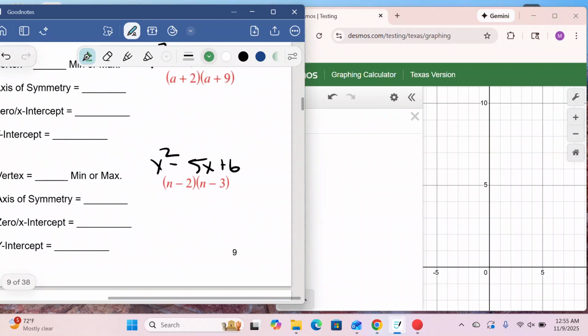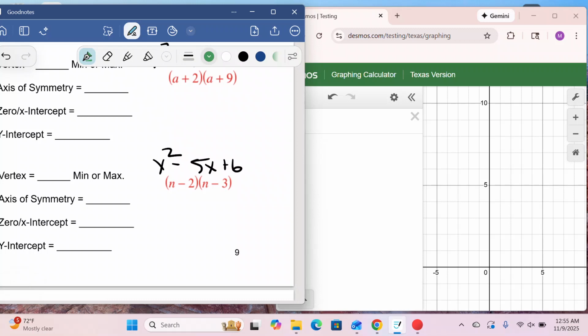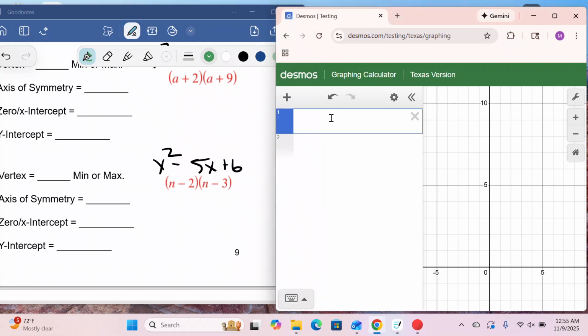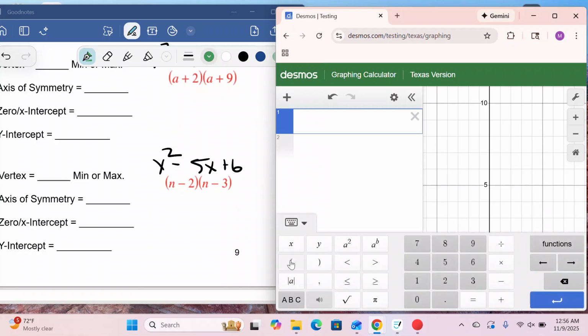So let's take a look at another one that we've done before, x squared minus 5x plus 6. I'm going to go ahead and review the key item that I did discuss earlier. If I input y equals x squared minus 5x plus 6, does that give me my U shape? Of course it does.